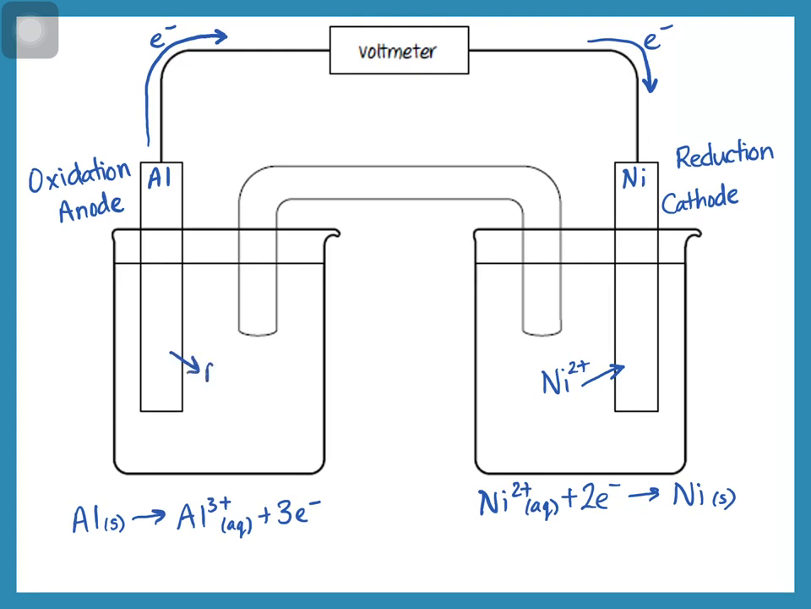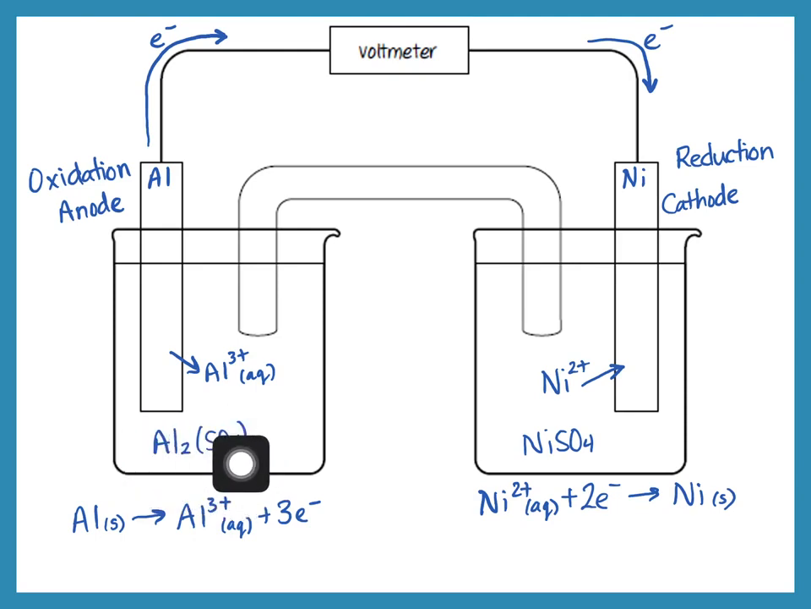And here I have aluminum ions going into solution. So there is some sort of solution on the oxidation side, where the anode is in that half cell. We have to have something that has aluminum. We can just use aluminum sulfate. And then for nickel, we can use nickel sulfate. So on this side, I have positive aluminum ions and negative sulfate ions.